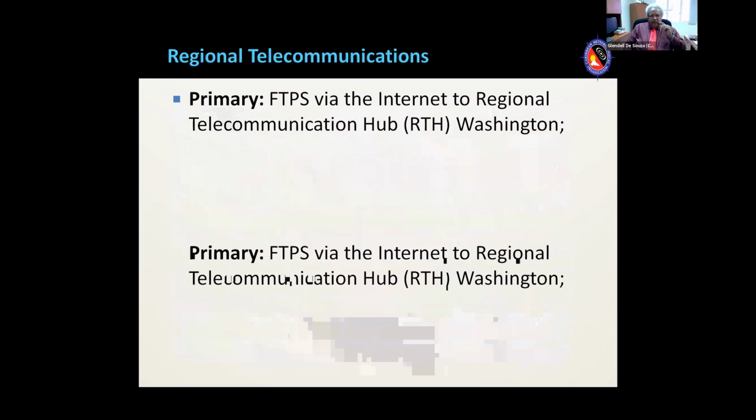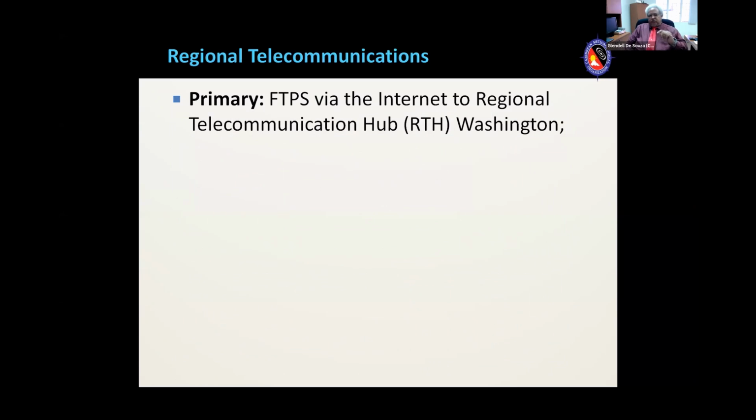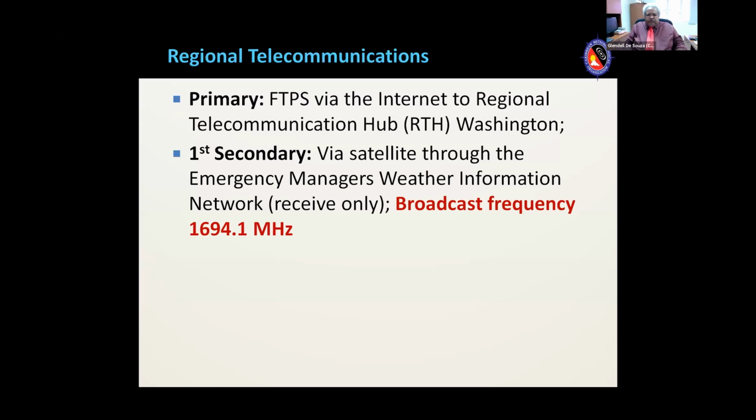Before I get on to that, I just need to talk about transmission of data between each Met service and our RTH Washington. That's the regional telecommunication hub. Our primary transmission system is via the internet. We used to have a very small aperture satellite transmission that ceased in 2012, and we have started to use FTPS as our main transmission.